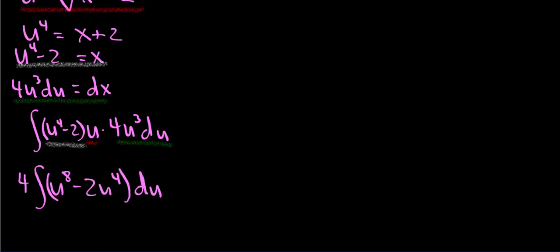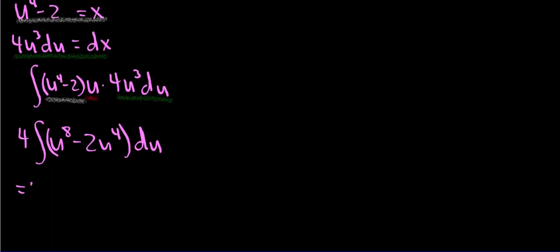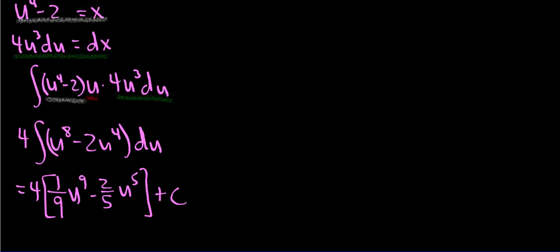I believe I didn't leave something out. So I distributed u to the fourth through. And then we're set up to find our antiderivative. 1/9 u to the ninth minus 2/5 u to the fifth plus c. There we go. Yeah, that's it.